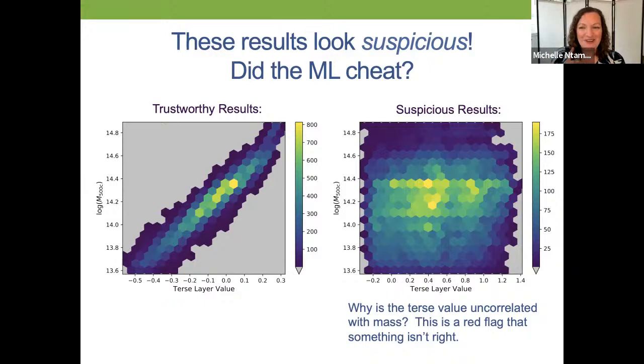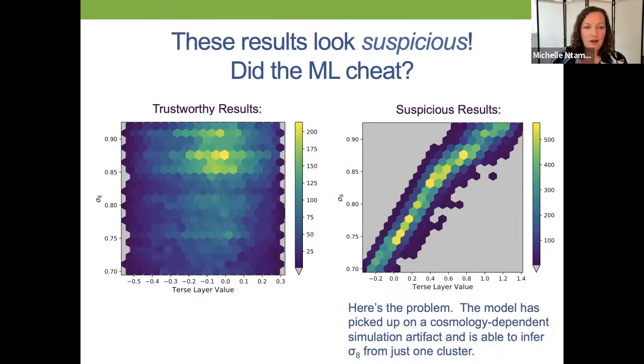My suspicious results are completely uncorrelated with mass, and that makes me nervous. I want to know, why is the terse value uncorrelated with mass? This is a giant red flag that something isn't right. So let's dig a little deeper.